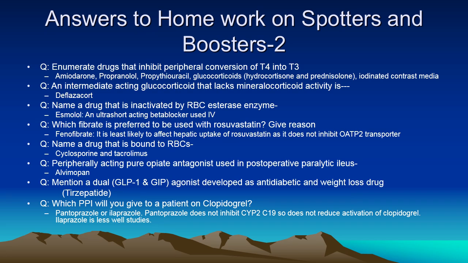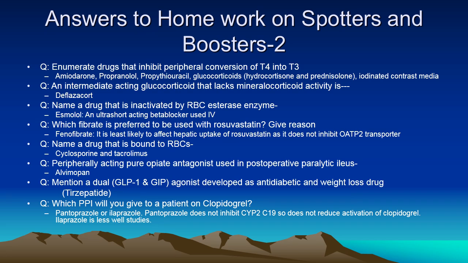Name a drug that is inactivated by red cell esterase. Esmolol is an ultra-short-acting beta blocker used IV for hypertensive emergency and PSVT. Which fibrate is preferred to be used with rosuvastatin? Fenofibrate, not gemfibrozil, is used because it is least likely to affect hepatic uptake. It does not affect the hepatic uptake of rosuvastatin, as it does not inhibit organic anion transporter protein 2.